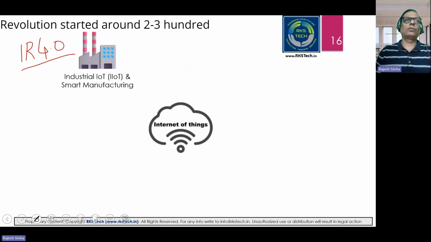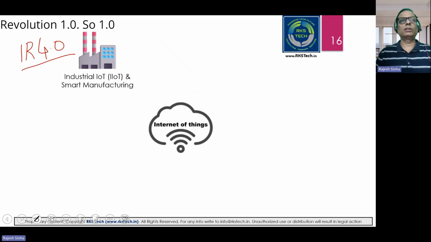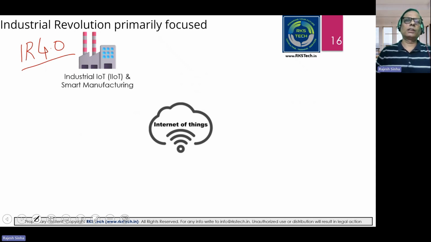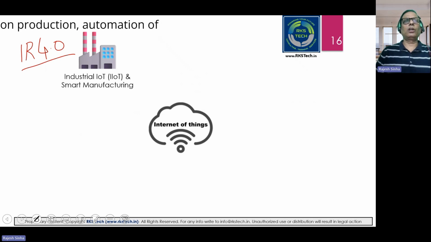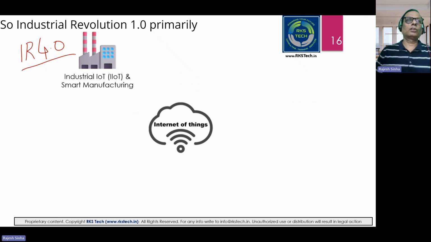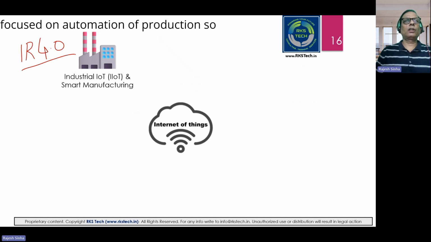the Industrial Revolution, it started around 200-300 years back in Europe, and that revolution which started in Europe is today termed as Industrial Revolution 1.0. So 1.0 primarily focused on production, automation of production, and on economies of scale, so that you can produce more and more goods at a lower price.